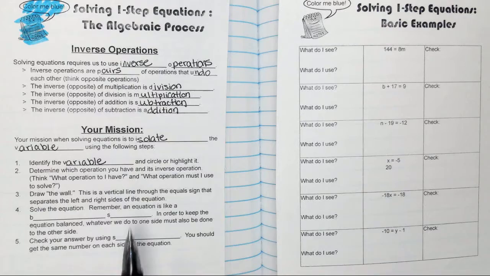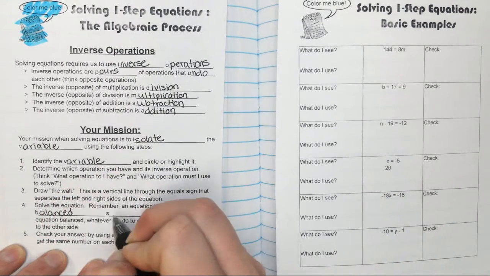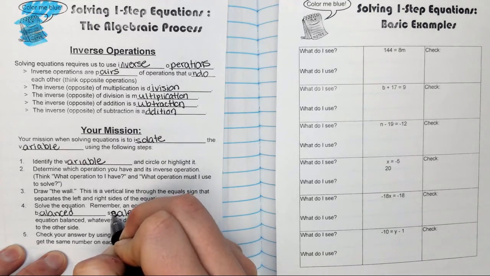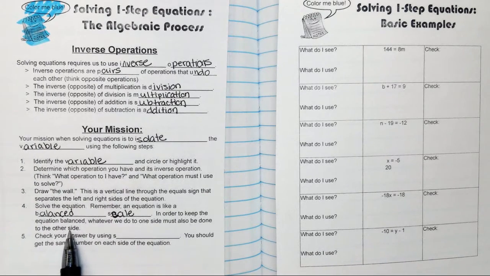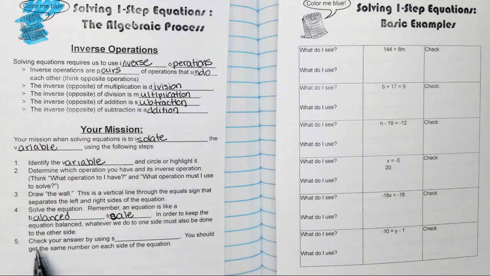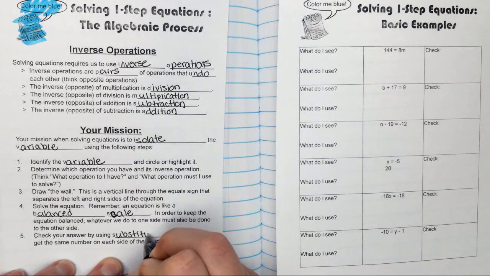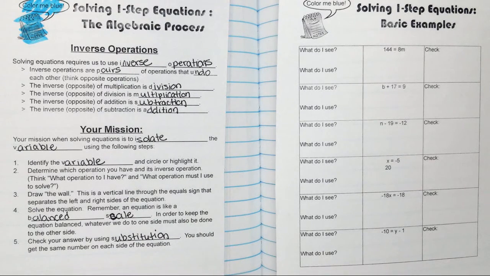Remember, an equation is like a balanced scale. See right there, balanced scale. In order to keep the equation balanced, whatever we do to one side must also be done to the other side. Step 5 is to check your answer by using substitution. You should get the same number on each side of the equation. Alright, so we have a bunch of examples over here that we're just going to walk through.